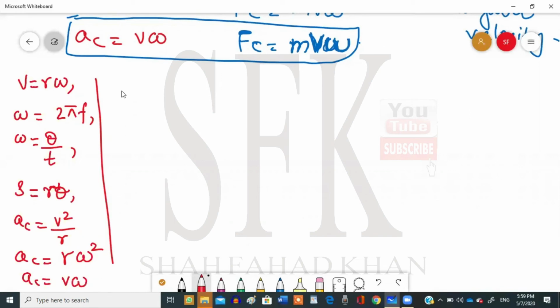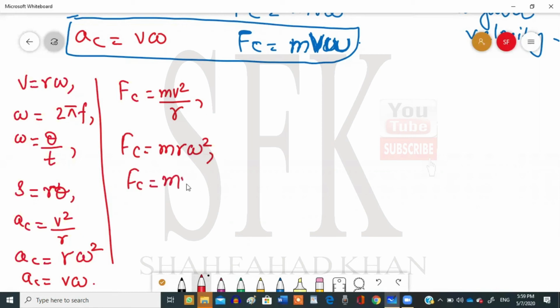And centripetal force is equal to mv squared upon r, and centripetal force is mr omega squared, and centripetal force can also be equal to mv omega, right? So these are all the formulas that we've covered so far, and these are the formulas you're going to use in your circular motion throughout this chapter. No other formula needed. And this formula over here can also be written as 2 pi upon t, replacing the frequency by the time period.